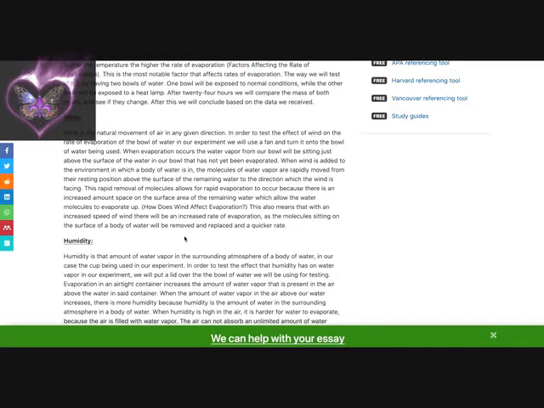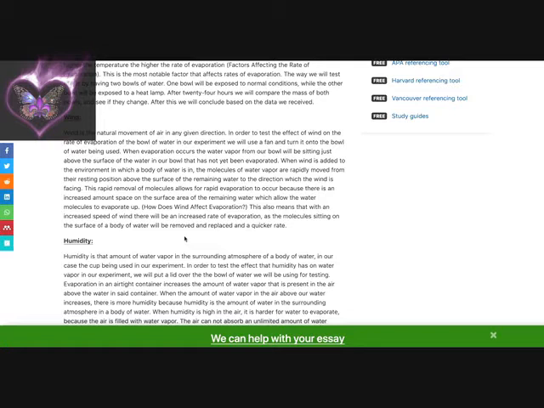Wind. Wind is the natural movement of air in any given direction. In order to test the effect of wind on the rate of evaporation of the bowl of water in our experiment, we will use a fan and turn it into the bowl of water being used. When evaporation occurs, the water vapor from our bowl will be sitting just above the surface of the water in our bowl and has not yet been evaporated.